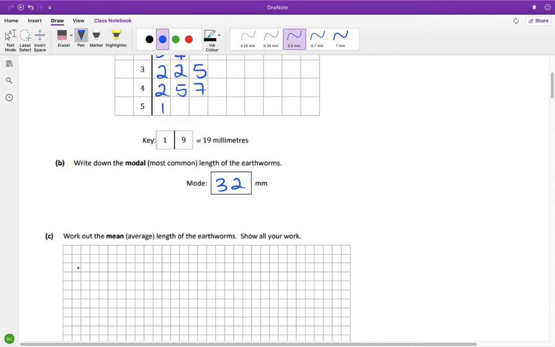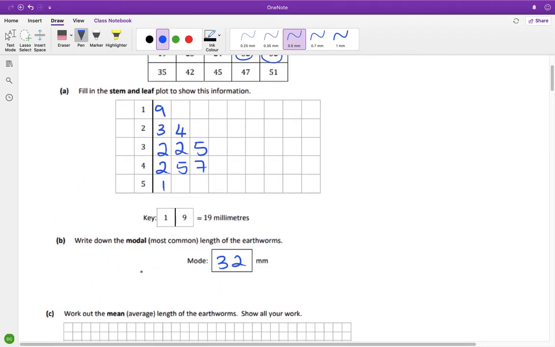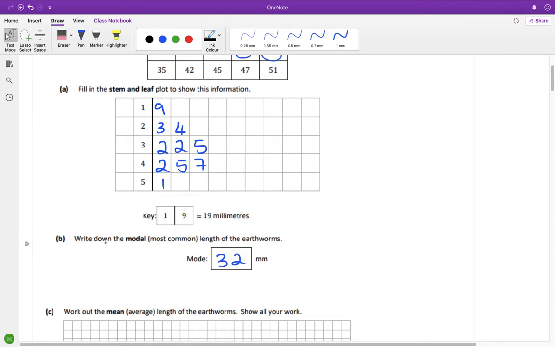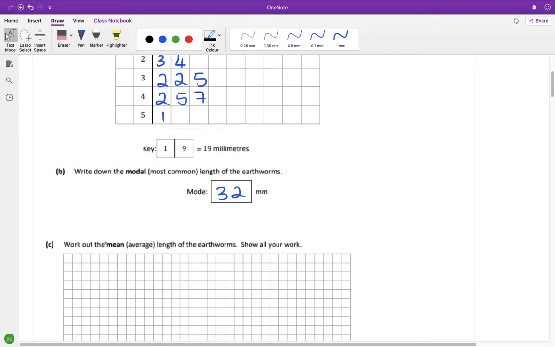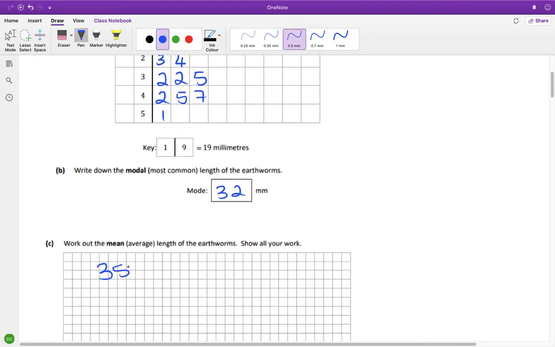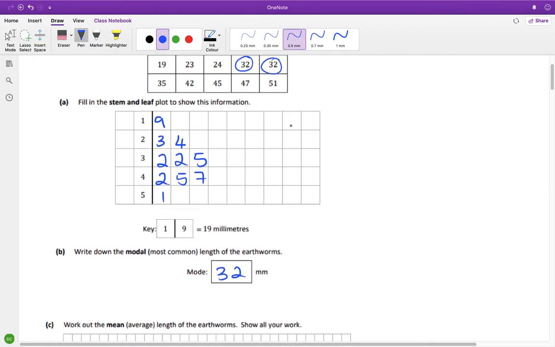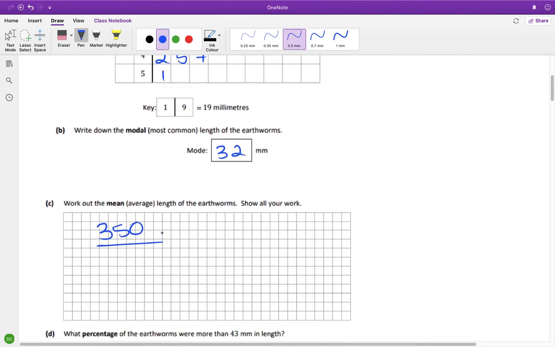Mean. So the mean is where you add them all up and you divide by the number of numbers. So if I add them all up, I have 19 plus 23 plus 24 plus 32 plus 32 plus 35 plus 42 plus 45 plus 47 plus 51. I'm getting 350 when I add them all up. And then how many are there? 1, 2, 3, 4, 5, 6, 7, 8, 9, 10. So I divide 350 by 10 and I get 35 is the average length.